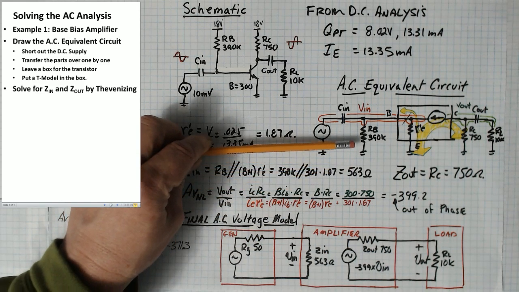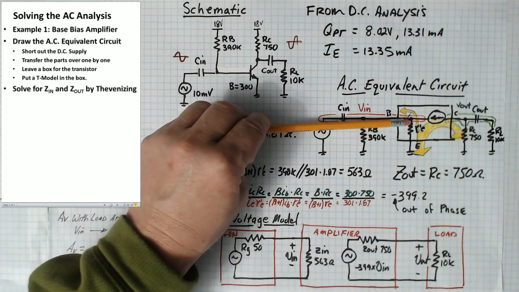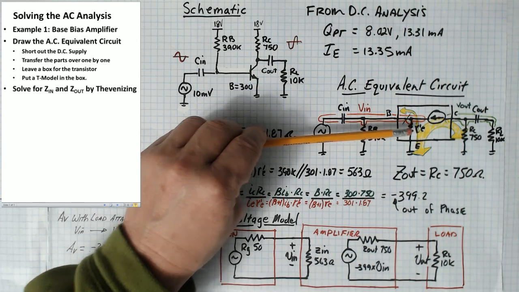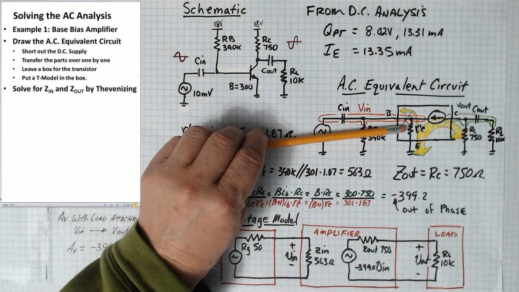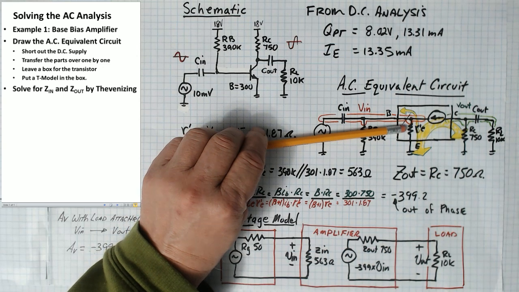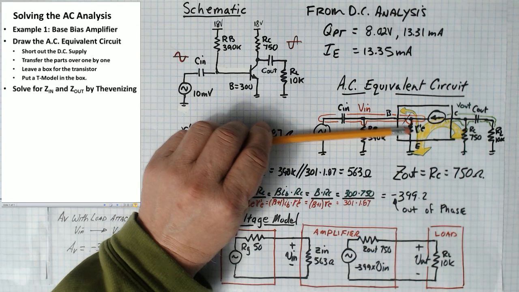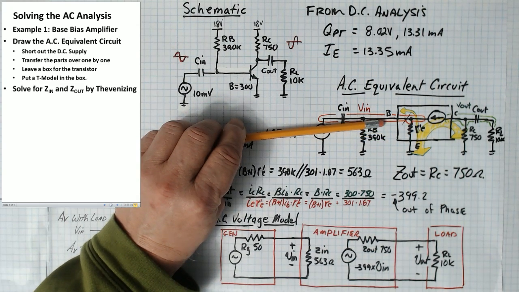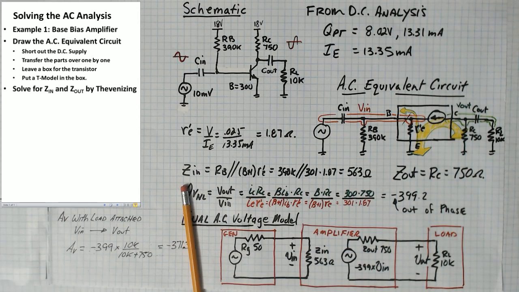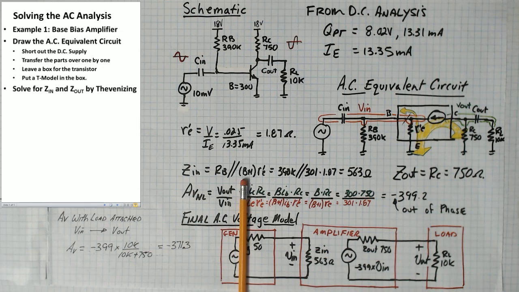So you would have that Zin would be Rb in parallel with R'E, but remember that R'E is an impedance seen on the emitter side of the transistor. In order to figure out its impedance looking into the base, we need to move it over to the base side, and we do that by multiplying it by beta plus 1. So here we are, Zin is Rb in parallel with R'E multiplied by beta plus 1, which is 390K in parallel with 301 times 1.87, which comes out to 563 ohms.